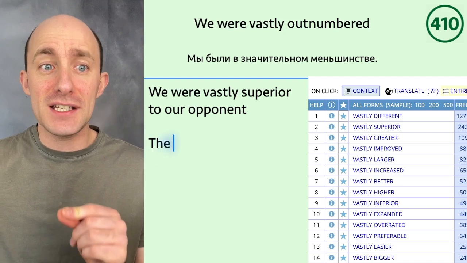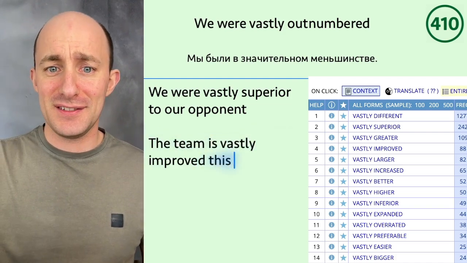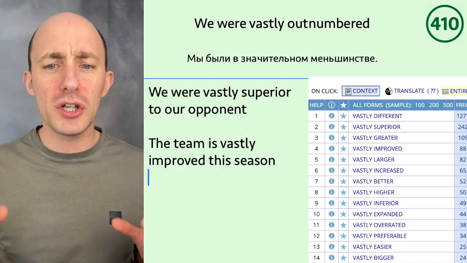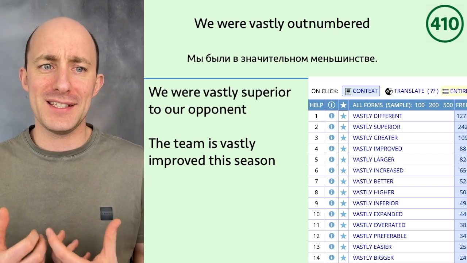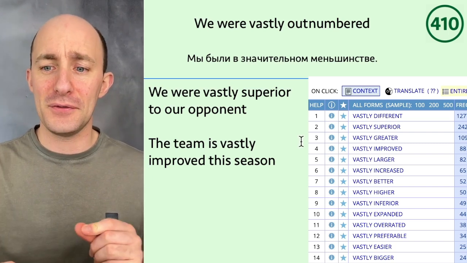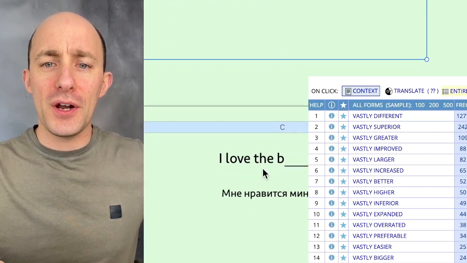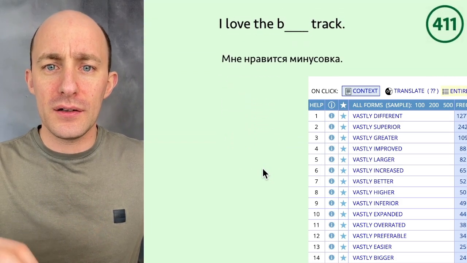The team is vastly improved this season. Like enormously. Намного лучше. So it's a nice formal way to say намного. Vastly. Okay, the next one.